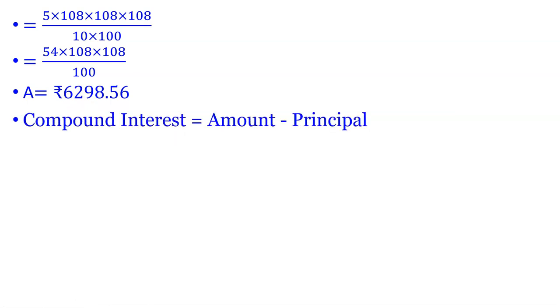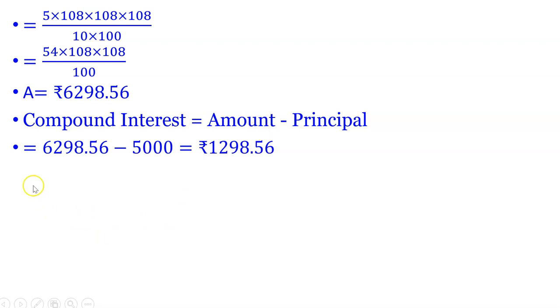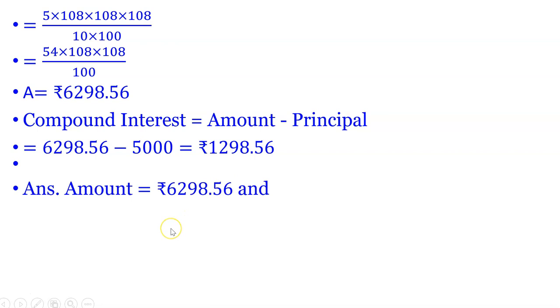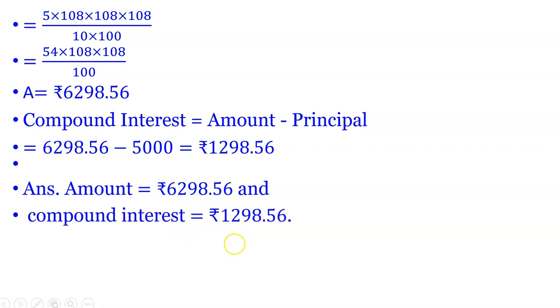Therefore, the compound interest is equal to amount minus principal. The amount is 6298.56 minus 5000, and therefore the compound interest is 1298.56. And therefore, we'll write the answer again: the amount is 6298.56, and the compound interest is 1298.56. Now the next example.